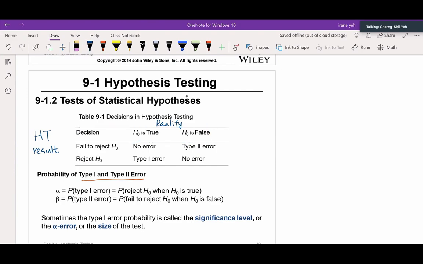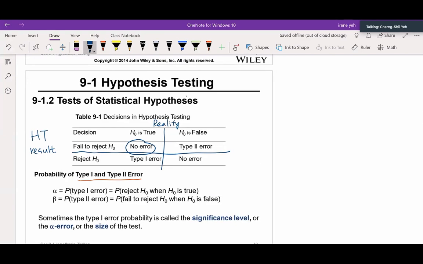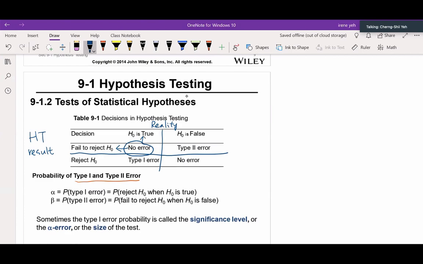So here's how I want you to look at this table. Let's first look at this upper left quadrant. When your hypothesis testing tells you that we fail to reject the H0, which means we will conclude it, and in reality it is true, that means there's no error involved here. You're drawing the correct conclusion. So we don't discuss this case. We assume that's most of your cases.